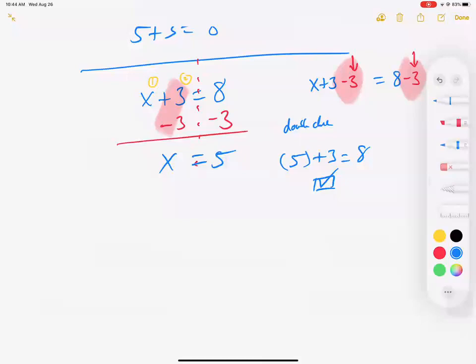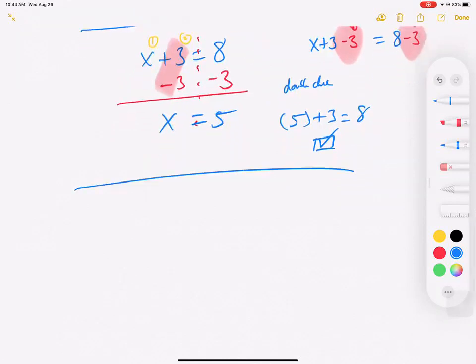Okay, so let's go through the other operations. We did multiplication and addition. Let's do subtraction. X minus 5 is equal to 12. Now, I can imagine people saying 7. 7 minus 5 is 12. Well, 7 plus 5 is 12, right?